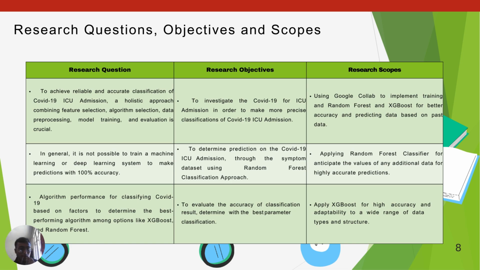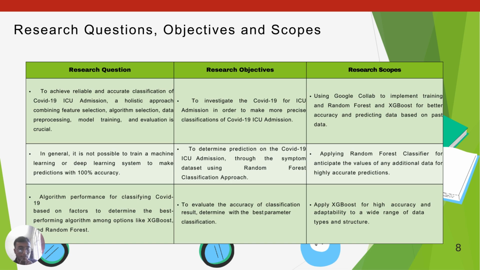On the research questions and objectives. The research question is how to achieve a reliable and accurate classification of COVID-19 ICU admission. In general, it is not possible to train a machine learning or deep learning system to make predictions with 100% accuracy. On the other hand, we look at the algorithm performance of classifying COVID-19 based on factors to determine the best method, the algorithms XGBoost and random forest.